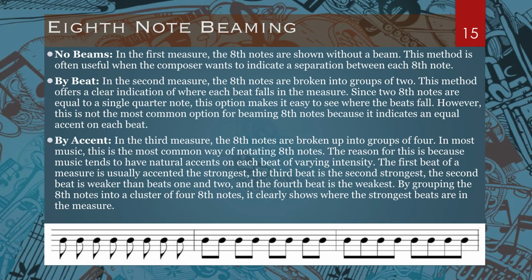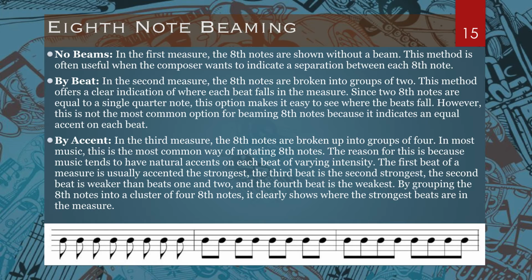You notice how in the second example I connected the eighth notes. In the first one I played them very short and accented almost. In the second option, that's usually going to be used when they are broken down into beats. So here we can see beat 1, 2, 3, and 4. And in the third measure, that's often going to help show where the accent in a piece should be.